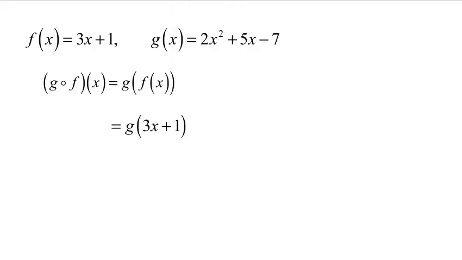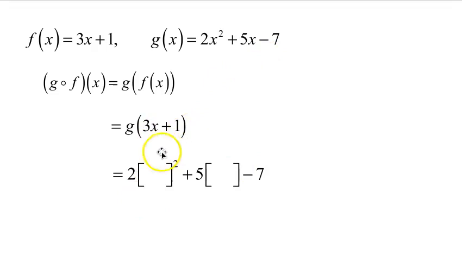So I get g of 3x plus 1. G of f of x is g of 3x plus 1. Now what does g do? 2 times the input squared plus 5 times the input minus 7. So it's 2 times something squared plus 5 times something minus 7. That is our definition of the function g.